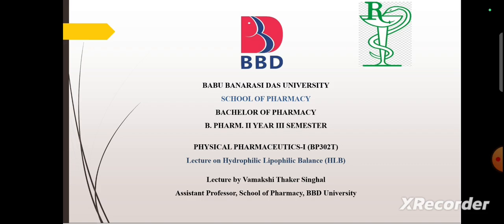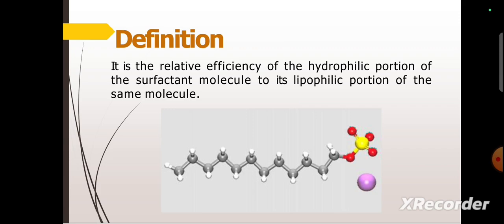Today's lecture topic is hydrophilic lipophilic balance from Physical Pharmaceutics 1. So what is HLB value and HLB method? It is based on the premise that all surfactants combine hydrophilic and lipophilic groups in one molecule, and that the proportion between the weight percentages of the two groups, for non-ionic surfactants, indicates the behavior that may be expected from the products. So here the HLB value is proportional to the polarity of the hydrophilic head group. So what is the definition of HLB value?